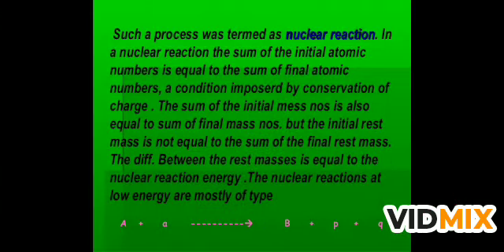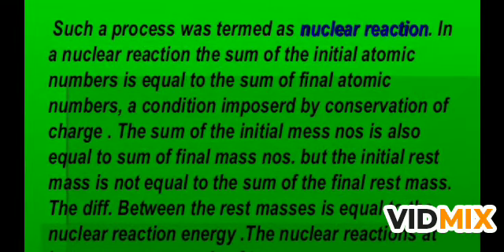Now such a process was termed as a nuclear reaction. In a nuclear reaction, the sum of initial atomic number is equal to the sum of final atomic number, a condition imposed by conservation of charge. And the second is the sum of initial mass number is also equal to the sum of final mass number, but the initial rest mass is not equal to the sum of the final rest mass. So there is a difference in rest mass before and after, meaning initial and final.